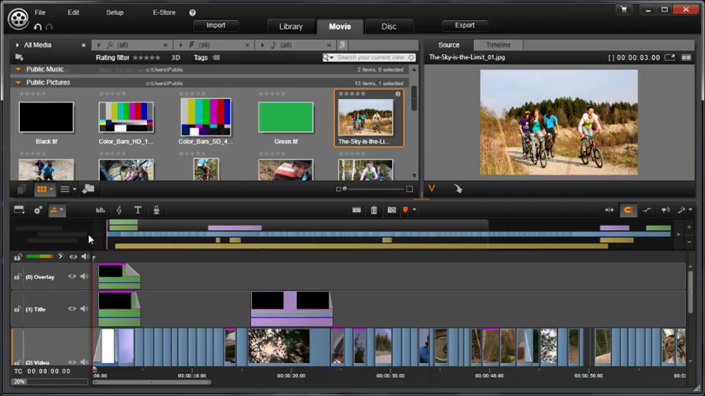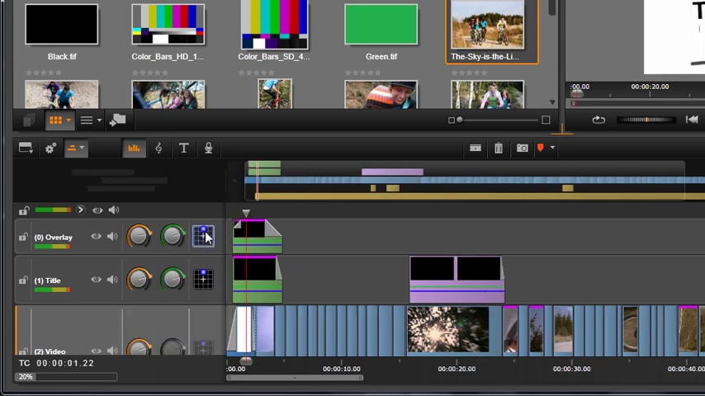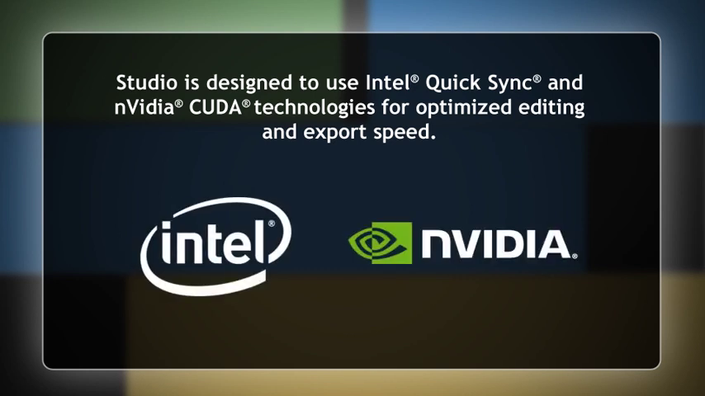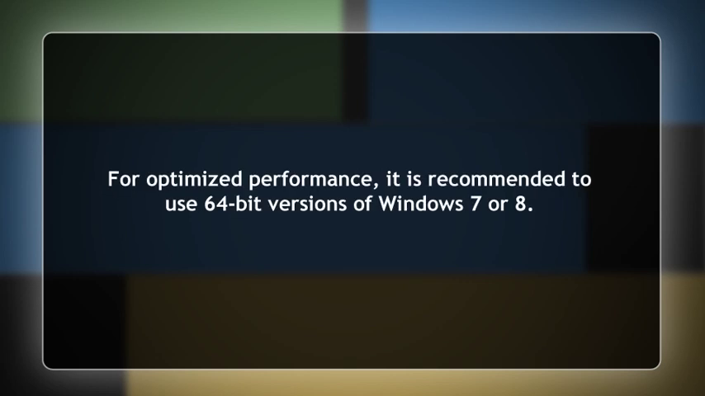Studio Premium versions support 5.1 surround sound mixing on the timeline. For you speed lovers, Studio is designed to use Intel QuickSync and NVIDIA CUDA technologies on Microsoft Windows for the greatest optimized editing and export speed. For the best experience possible, it is recommended to use Windows 7 64-bit or Windows 8 64-bit operating systems.